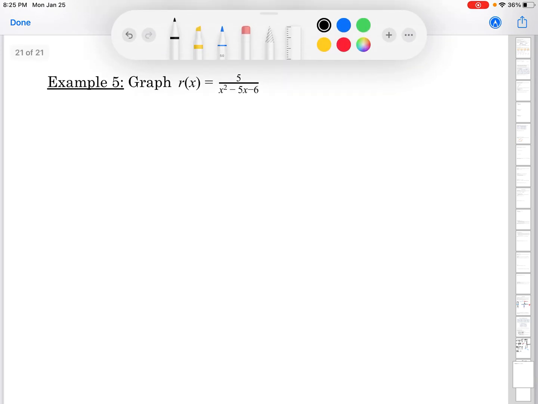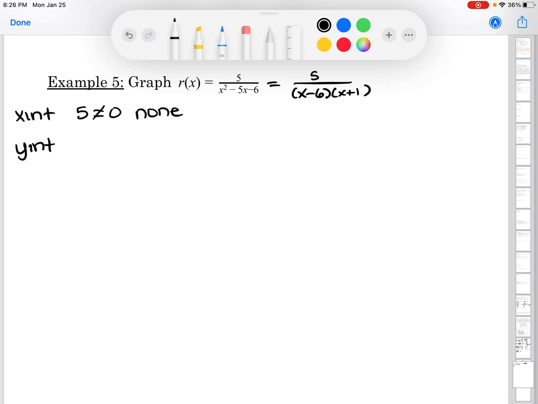Last one here. So again, we can factor first. Numerator can't be factored. It's just 5. Let's see, that's x minus 6, x plus 1. So to get the x-intercept, we would set the numerator equal to 0, but that's not possible, so there are none here. To get our y-intercept, we're going to set x equal to 0. So that's going to be 5 over 0 squared minus 5 times 0 minus 6, which is -5 over 6.